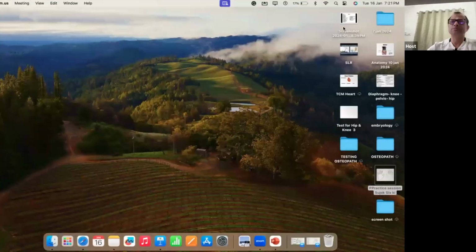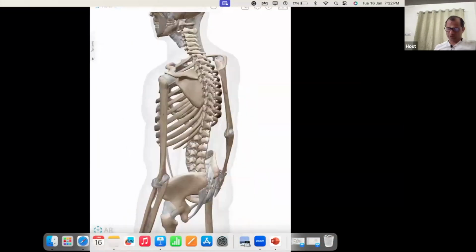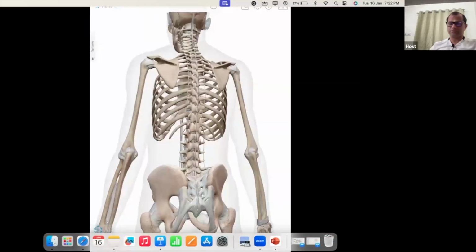I have treated many patients successfully by using this classification when the person was suffering with various types of spine problems. So I am taking you to the spine. We can see in the spine, there are many vertebrae.